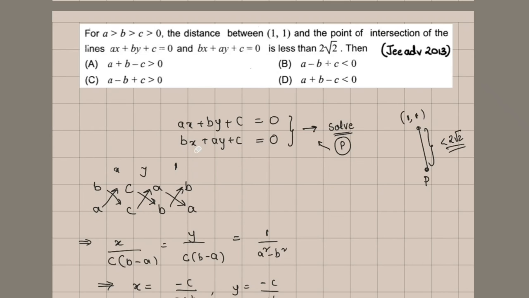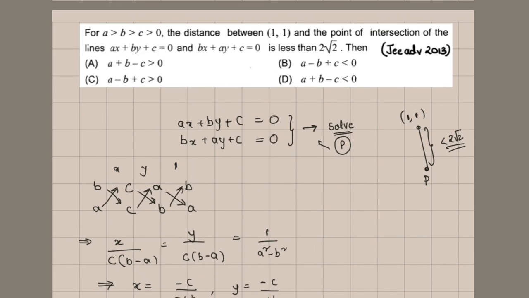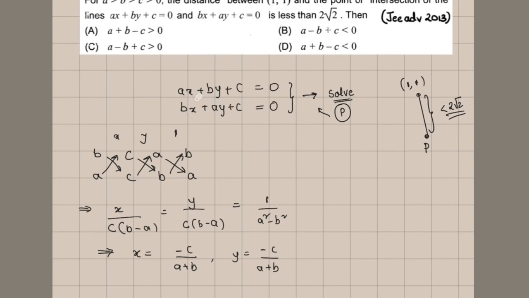So that means x equal to y is the intersection of these two. If you put x equal to y, then you get x into (a plus b) plus c equal to 0, which implies x equal to minus c by (a plus b). So you need not solve all these.